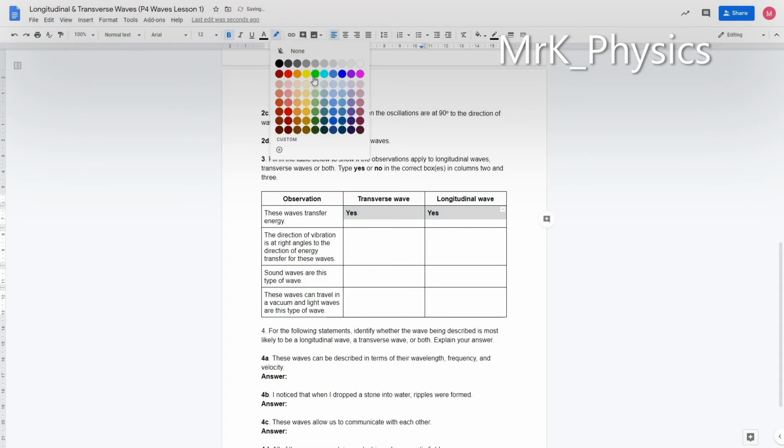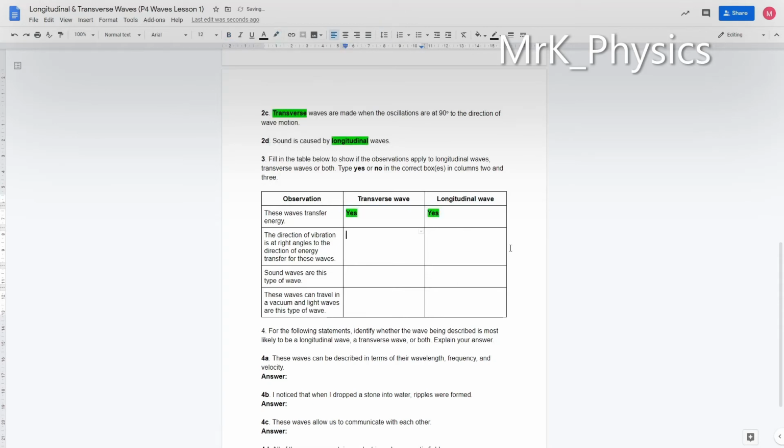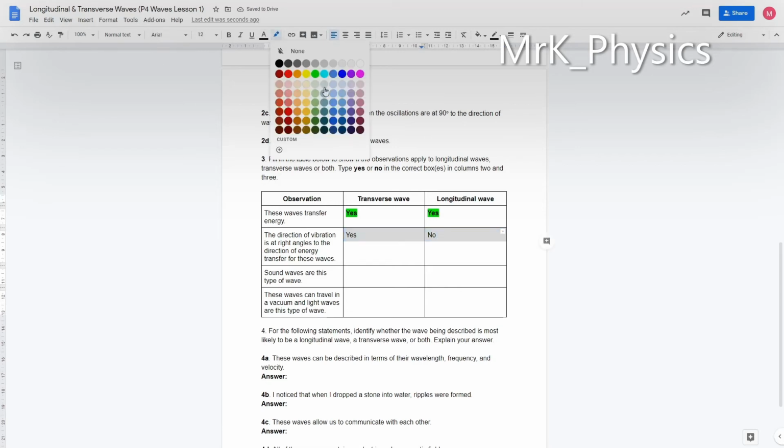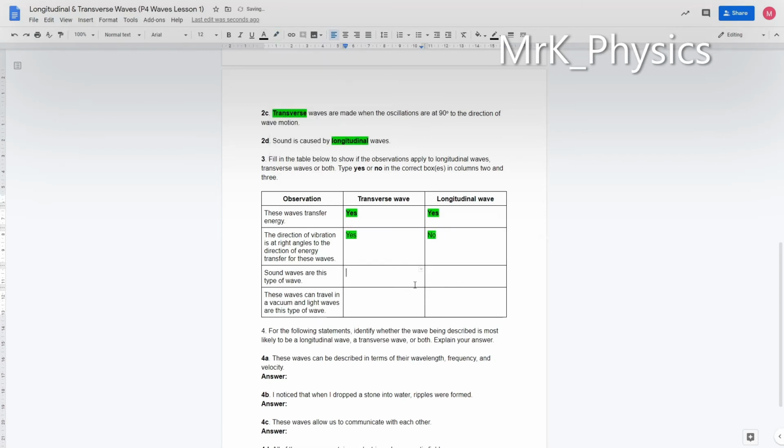And again, I'll colour code that just to make it easier to review. The direction of vibration is at right angles. It is for transverse, but it's parallel for longitudinal, so that's going to be a no. Sound waves are this type of wave. Let's look back at 2D. Sound is caused by longitudinal waves, and so here for transverse we can put no, for longitudinal we can put yes.